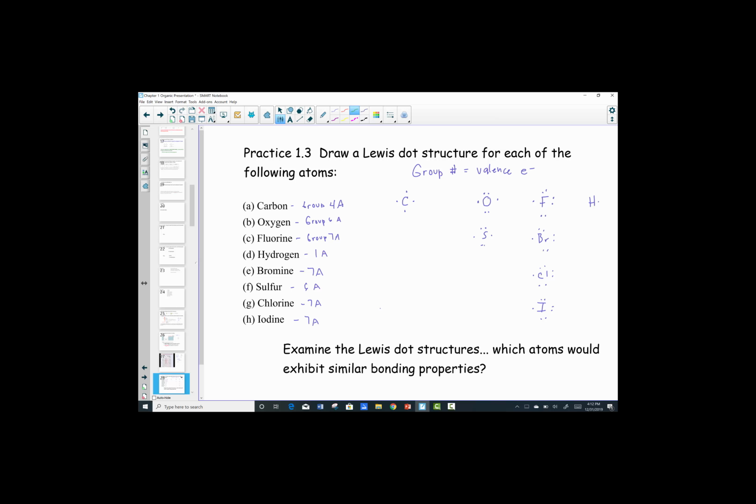And if you find that pattern, the Lewis dot structures that would exhibit similar properties are those that lie in the same family. All with 7 valence electrons, all are able to form 1 bond to fill their octet. These, oxygen and sulfur, would have similar physical properties because they lie in the same family, group 6A. So the same family, same column on the periodic table gives it similar bonding properties.